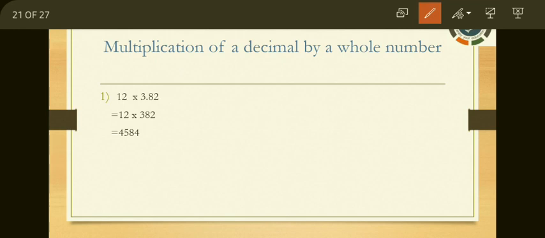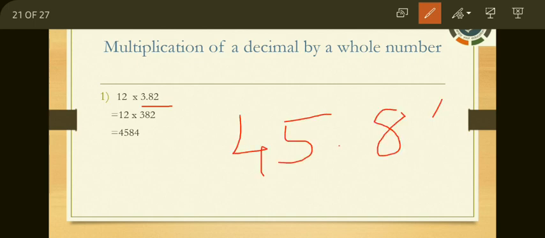After multiplying the digits, now you keep the decimal point. Now look at the question. How many digits are there after the decimal point? 2 digits. So now keep the decimal point. Mark the point after 2 digits from the right side. 45.84. So what is the answer of 12 into 3.82? 45.84.